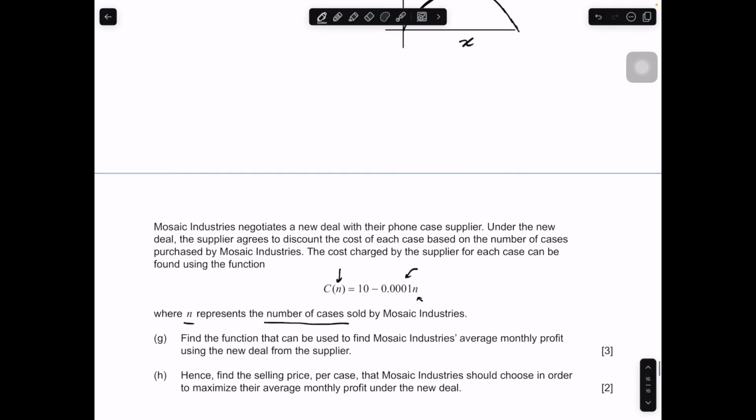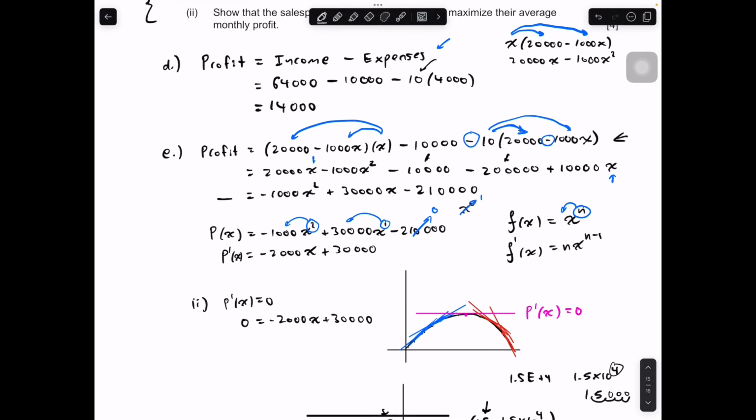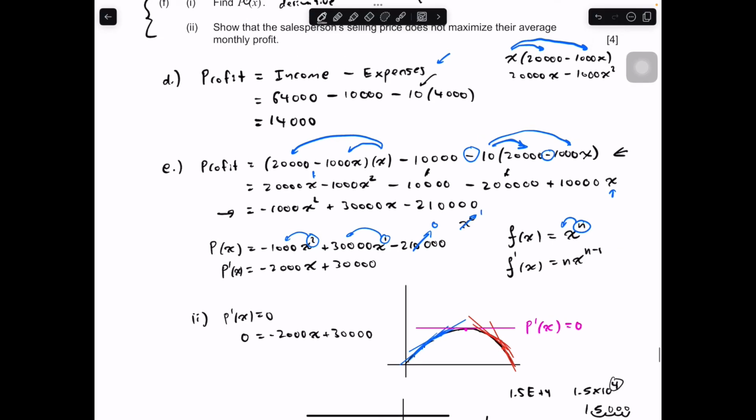Okay. So what was our profit function before? It used to look like this. And I'm going to use a different color here. This was the income before. This was just the overhead cost, like the warehouse, the base overhead cost that Mosaic needed to pay. And this was the cost per phone, and this was the number of cases.